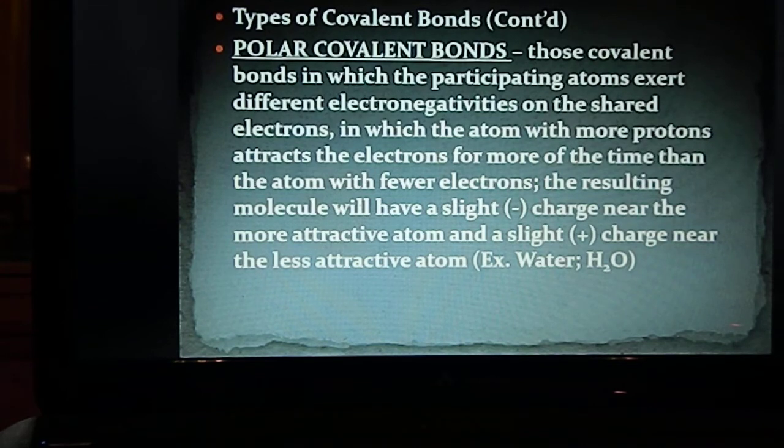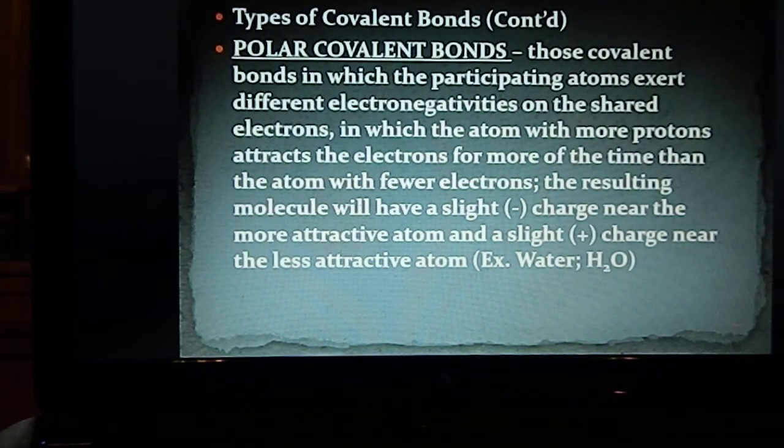And if it has more pull, it has higher electronegativity, then those electrons that are being shared will actually orbit around the more positive area more frequently than the smaller, less electronegative atoms in the particular molecule.